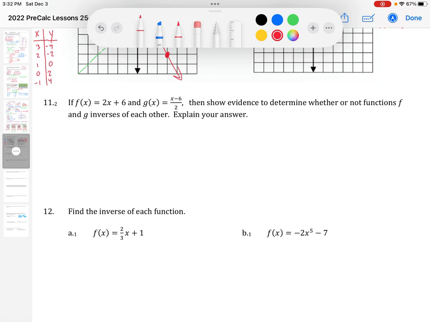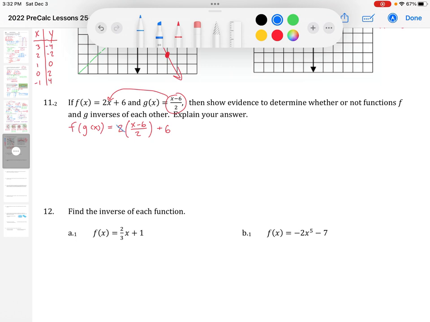All right, looking at number 11 then, we're given two functions. We're given function f and function g, and we're going to show evidence to determine whether or not functions f and g are inverses of each other. And then we're going to explain our answer. So we can show this using composition. So first I'm going to find f of g of x. So I'm going to take that g function and plug it in for x in the f function. So this is going to be 2x minus 6 over 2 plus 6.